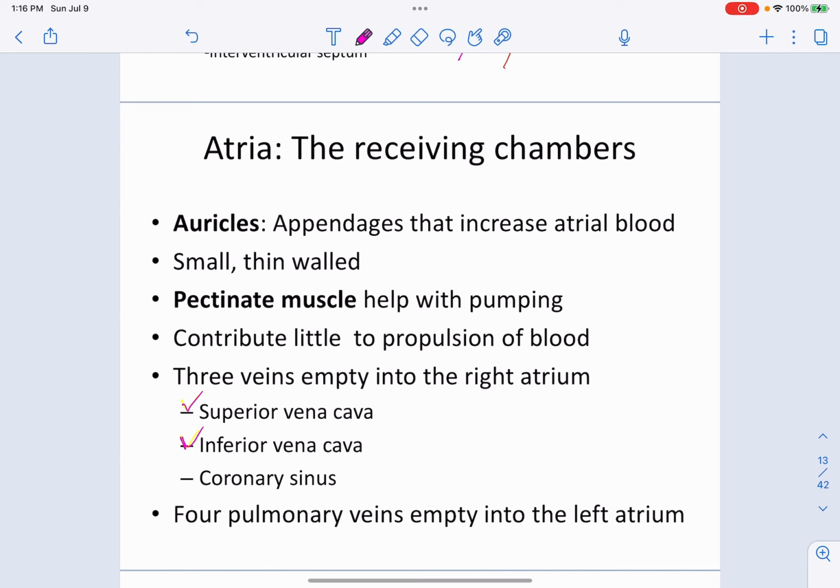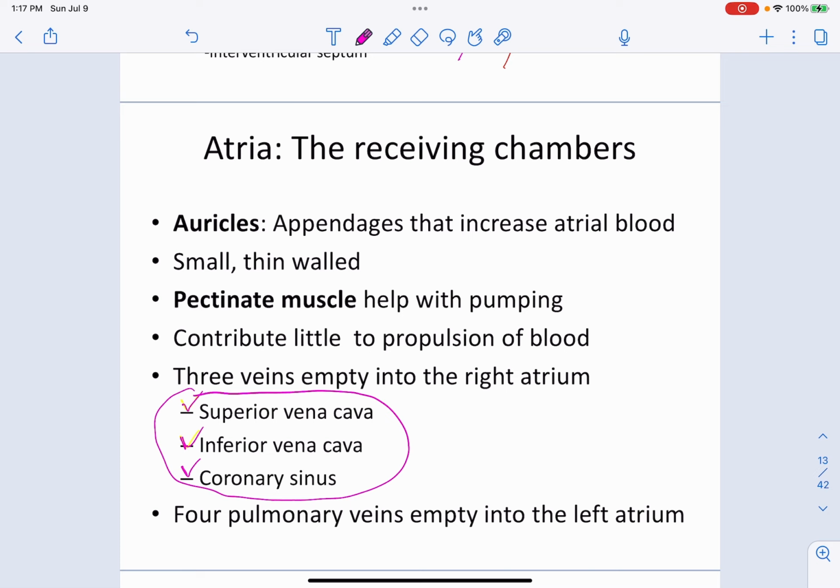There's also something called the coronary sinus, which we're going to talk about later, but I don't want you to forget that there are 3 vessels that empty into the right atrium. The coronary sinus has to do with the coronary blood supply that the heart is going to be receiving, which again, I'll talk about a little bit later in the talk. But there are 3 vessels that empty blood into the right atrium.